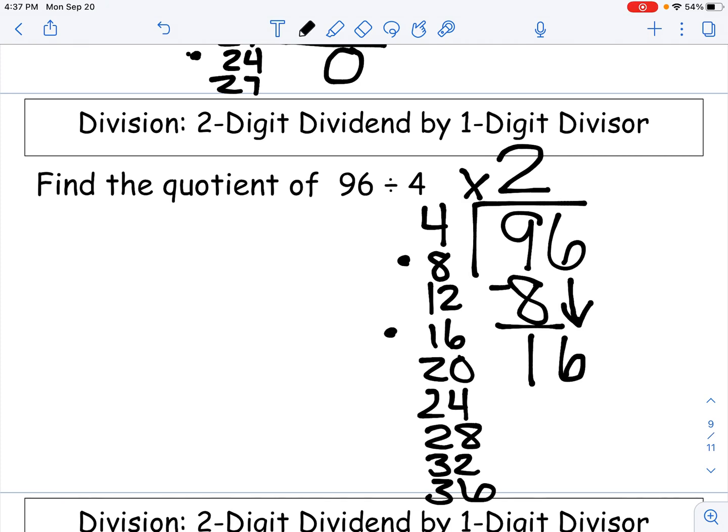Oh, I can get exactly 16, and then if I count, that's 1, 2, 3, 4 groups. So I'm going to put that 4 up there. And 4 times 4 is 16. I subtract, nothing left.